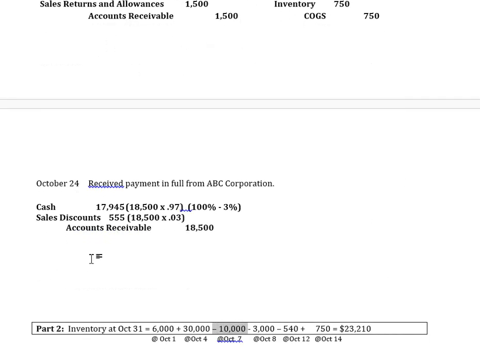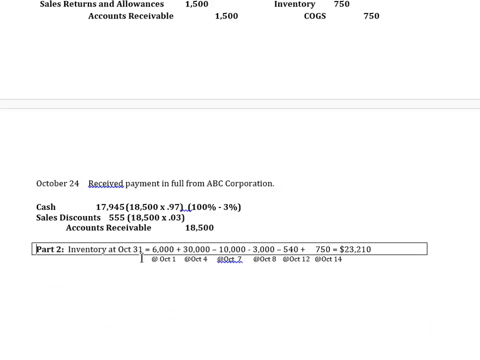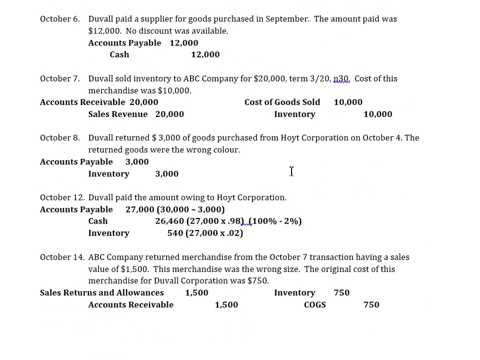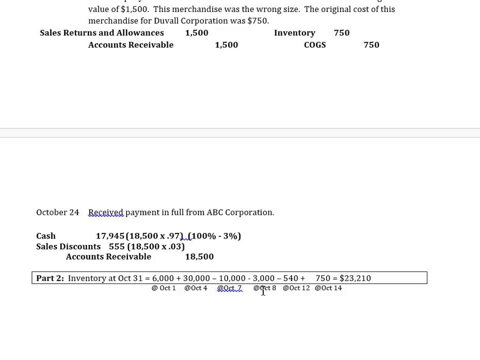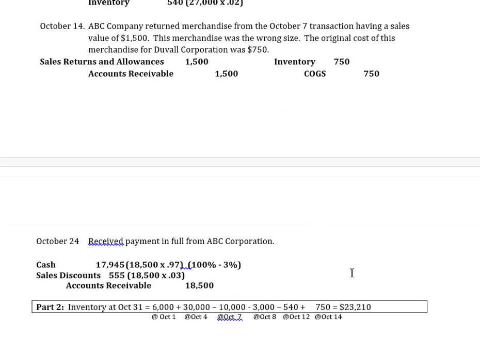So if we had a look here, I don't know if I can do this, but if we look at what happened to our inventory, it started at $6,000. On October the 4th, we bought inventory from Hoyt for $30,000. And don't forget, we sold merchandise on October the 7th to ABC Company, right? So we reduced our inventory by $10,000, right? And then don't forget, we returned some inventory to Hoyt because it was the wrong color. That was on October the 8th. So we credited or reduced our inventory by $3,000.